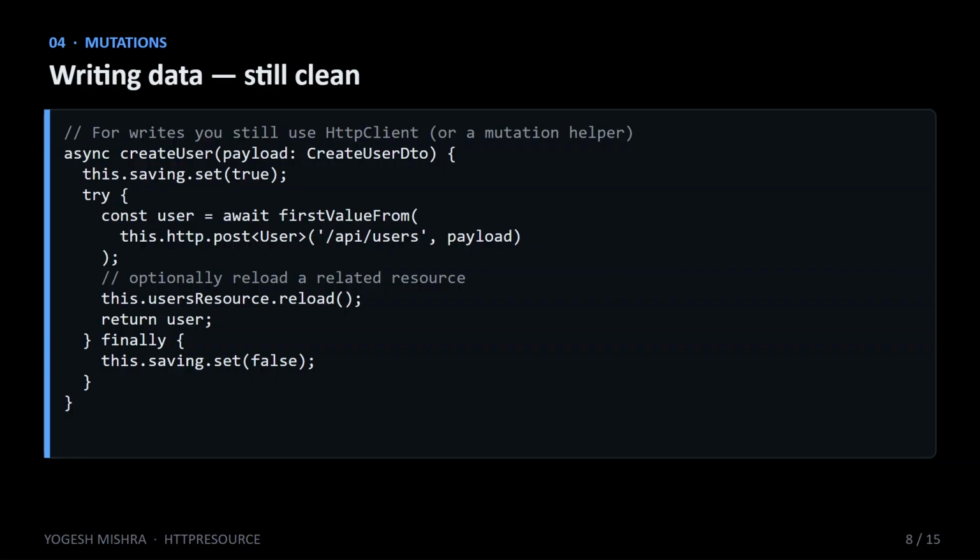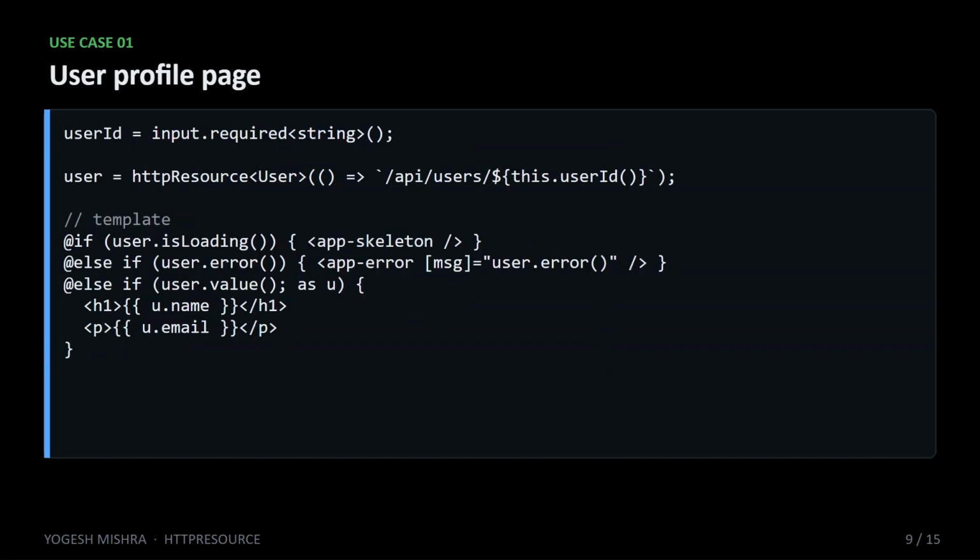Now let's come to the use cases. The first one, user profile. One of the most common use cases is profile pages driven by a route param. Why is this so powerful? When the user navigates from user 1 to user 2, the resource automatically refreshes. Loading and error states are handled consistently. Very little code for a full page.